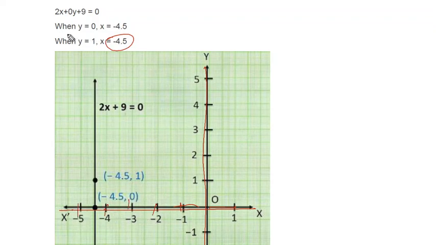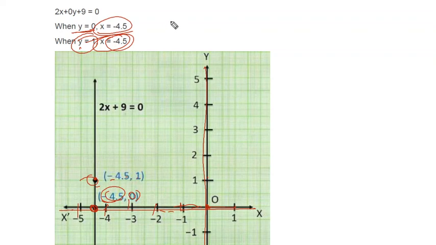Now we need y equal to 0. So first of all y equal to 0 is here and x equal to minus 4.5 will be here. This point is here: minus 4.5 x and 0 y. Now we'll take another point, y equal to 1, x equal to minus 4.5. Again we move to x minus 4.5 and y equal to 1. This is the y axis, y equal to 1 is here, so go to here. This point is minus 4.5 and 1.